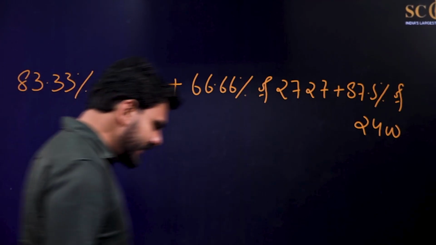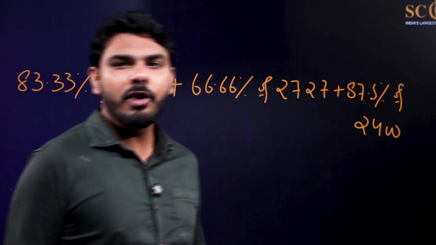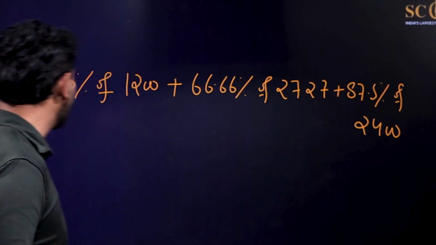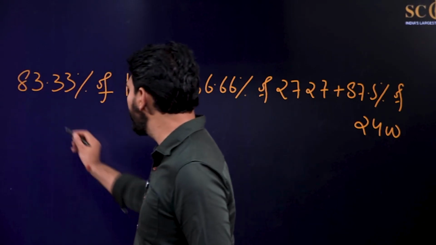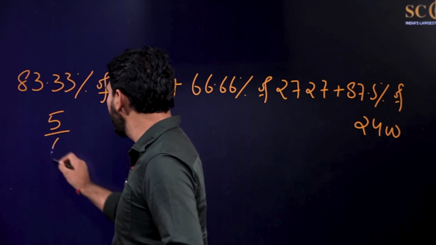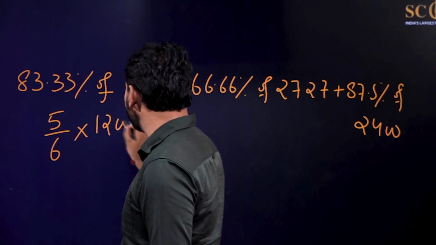Okay. Now let us see what is your answer, and whether you are getting the correct answer or not. This is very interesting. So what is 83.33% equal to? Yes, I have already told you that 83.33% is equal to 5 by 6, isn't it? So it is 5 by 6 of 1200, if I'm not wrong.